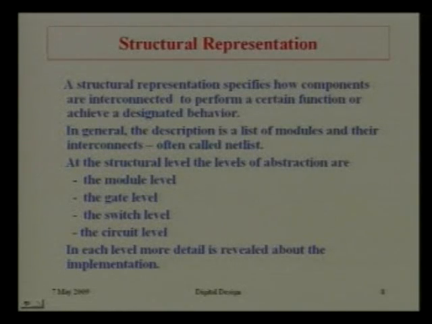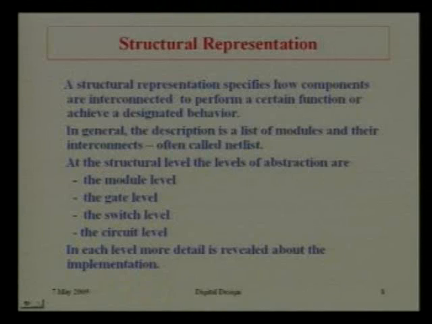In general, the description of the list of modules and their interconnects is often called a netlist. This is very important. In your digital design we will often be using the term netlist. A netlist is nothing but the description of how modules are connected. Remember, from now onwards we will be using the term. So how these modules are connected. We will see module level, gate level, switch level or circuit level.